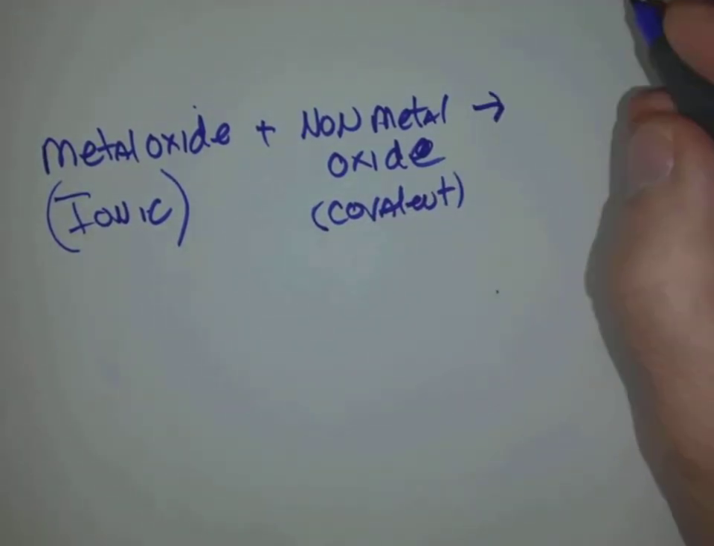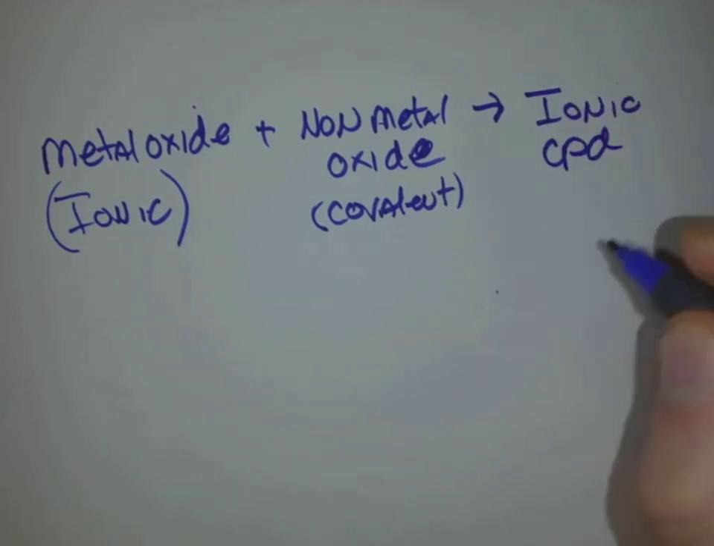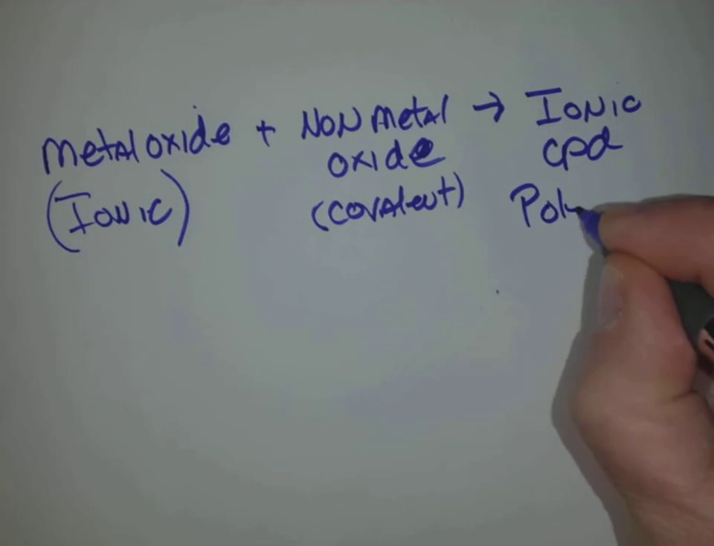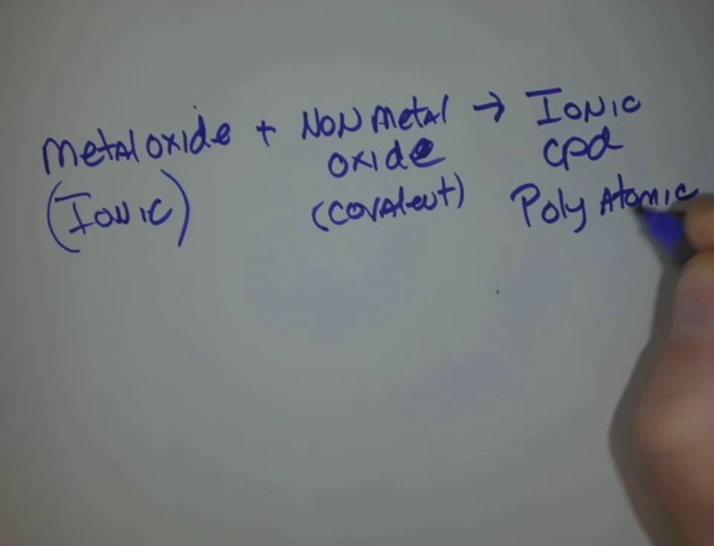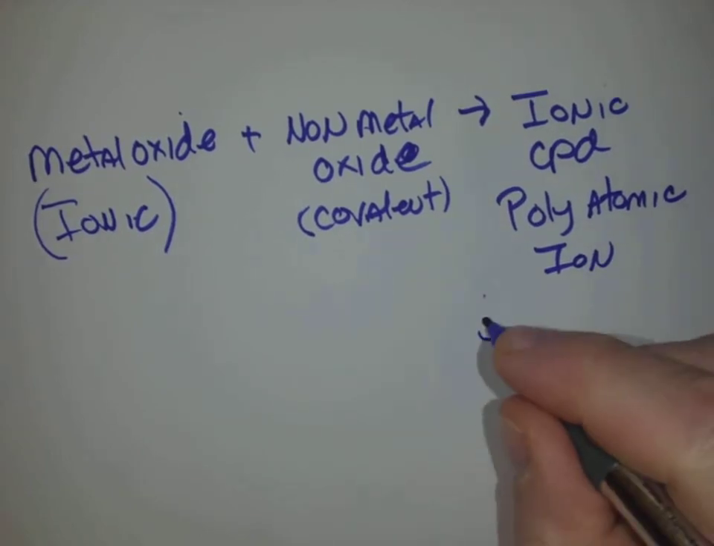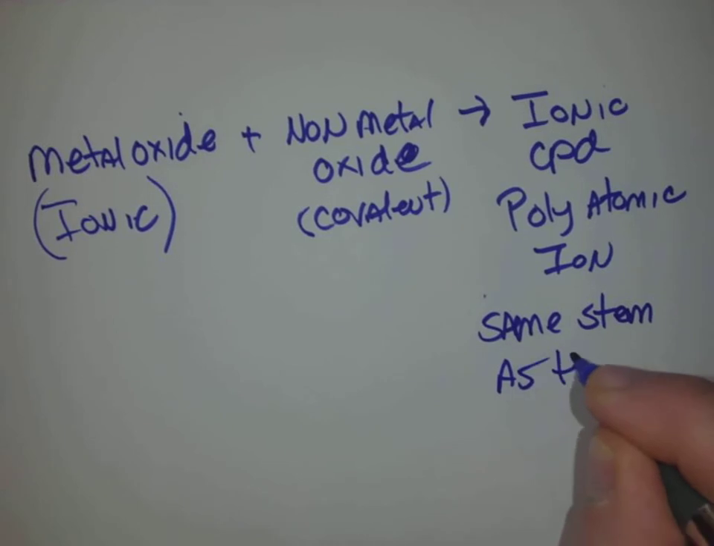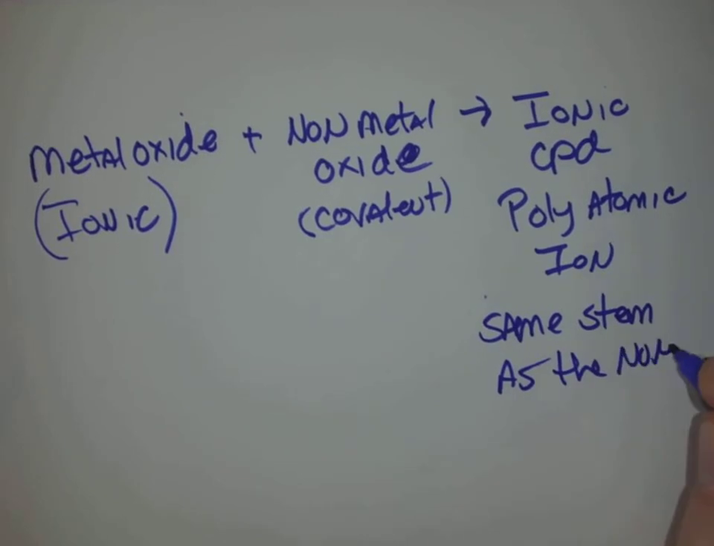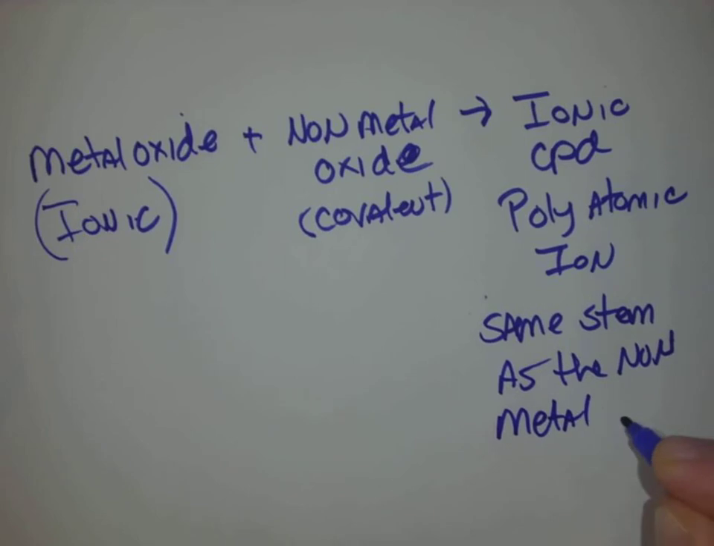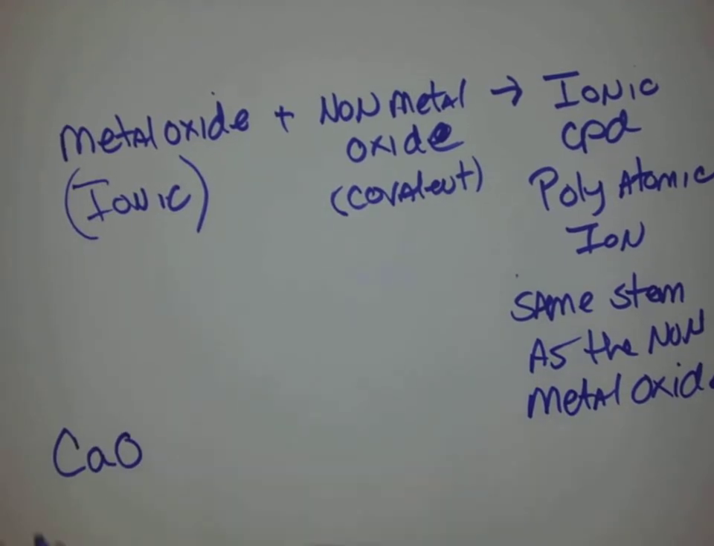Okay, so what you're going to get is an ionic compound that has a polyatomic ion in it. Now, this polyatomic ion will have the same stem as the nonmetal oxide. So here's what I mean by that. So let's say we have calcium oxide, okay?